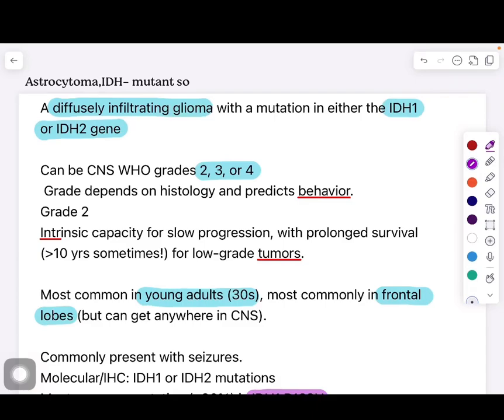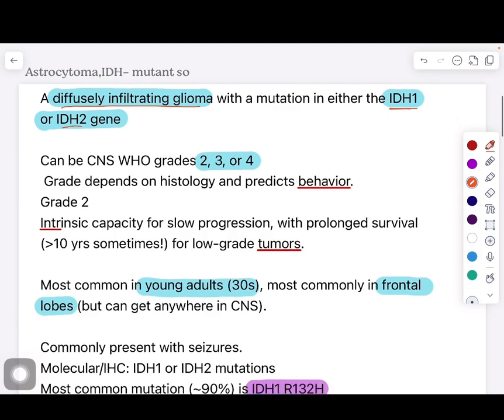Hi guys, today we are talking about astrocytoma, IDH mutant. A bit of theory before. So astrocytoma is a diffusely infiltrating glioma. The mutation here is IDH1 and IDH2 mutation. So in the latest WHO, astrocytoma has been molecularly defined: diffusely infiltrating glioma with mutation in the IDH1, IDH2 gene.